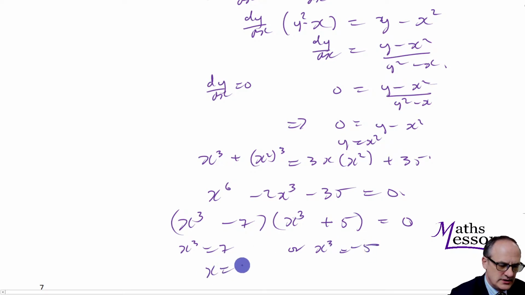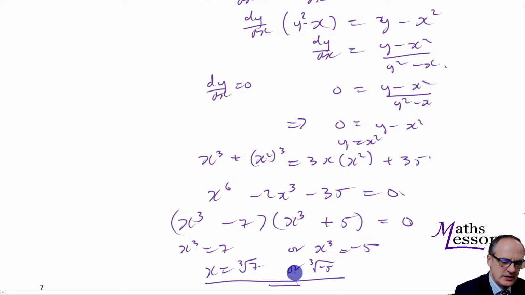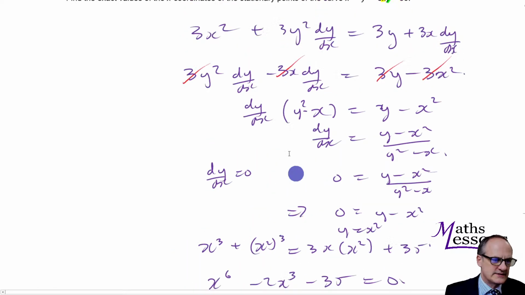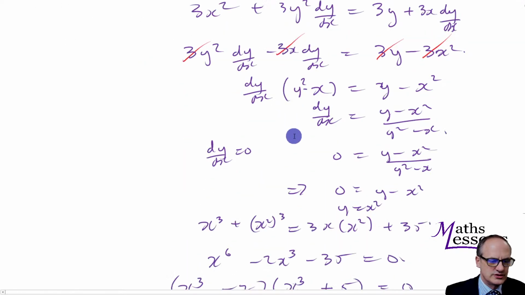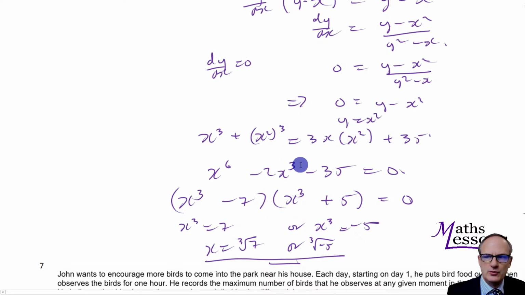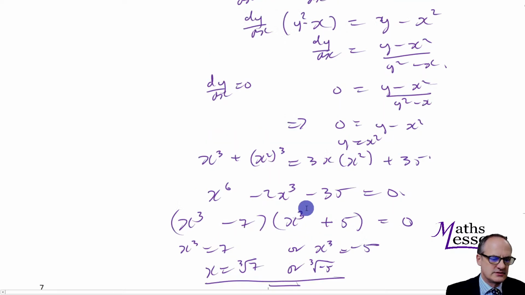So x will equal the cube root of 7, or the cube root of minus 5, which can be worked out. Odd powers can work out negative. It's when you've got even powers you would not be able to do that. So we have two answers to this. It only asks for the x values. Okay, the exact values of the x coordinates we don't need to do any more. We could change that to put the minus out the front. It doesn't really matter where it goes, but that is that question.